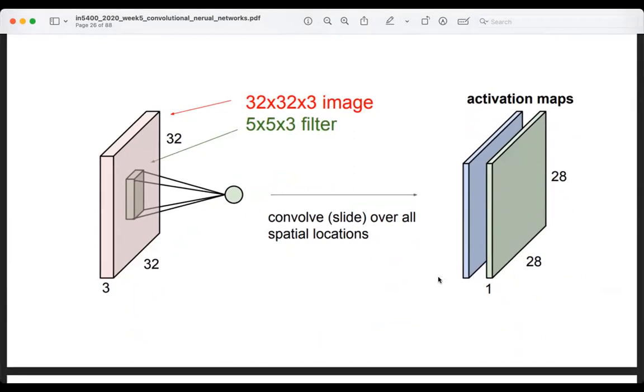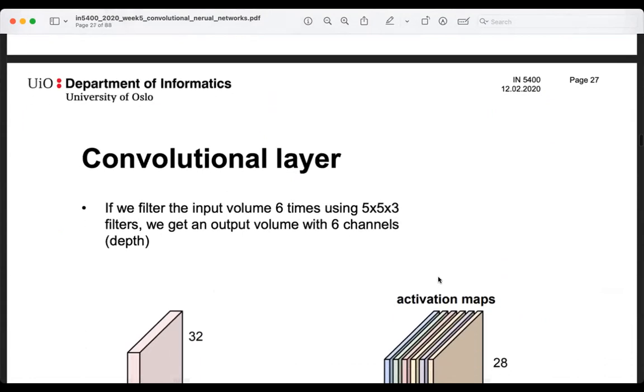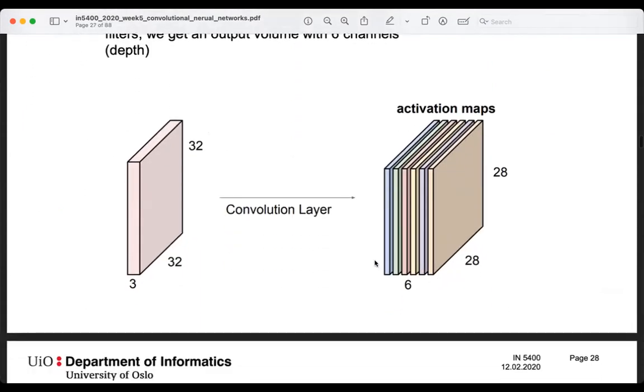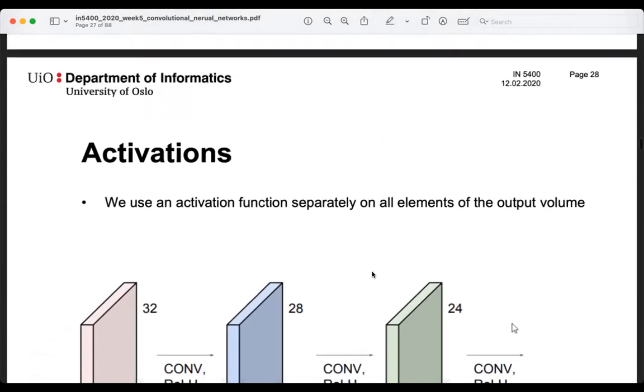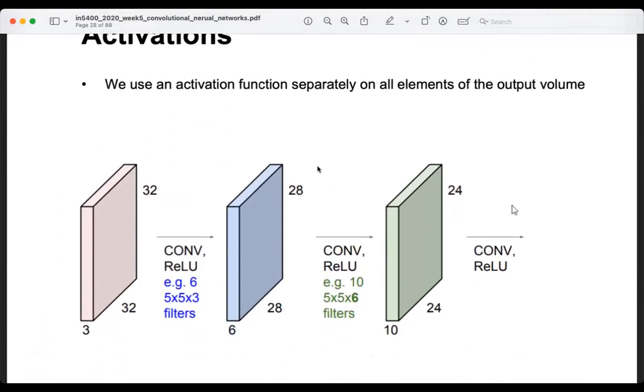So in the case which we looked at, we produced something like 10 images. So you can continue and produce many of these images. So this would be the first convolutional layer. And then you would use an activation function separately on all the elements of the output volume. So we perform the convolution here.